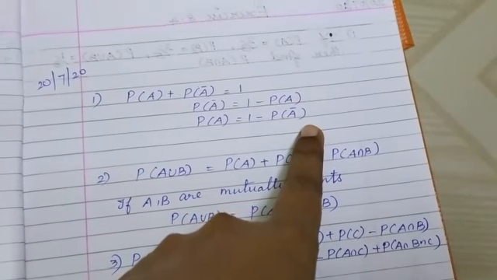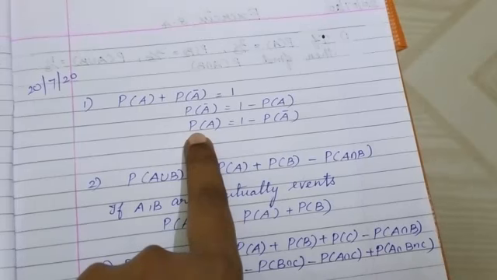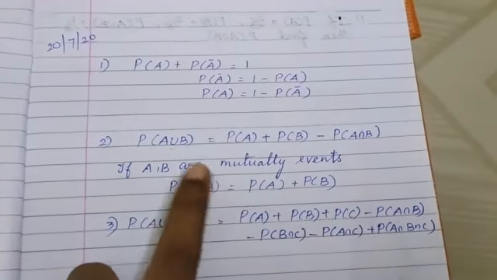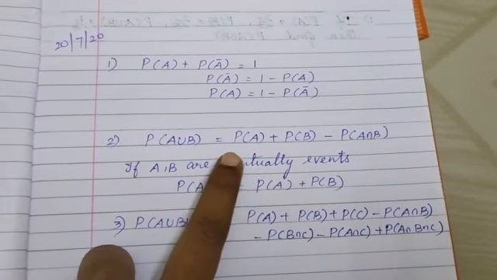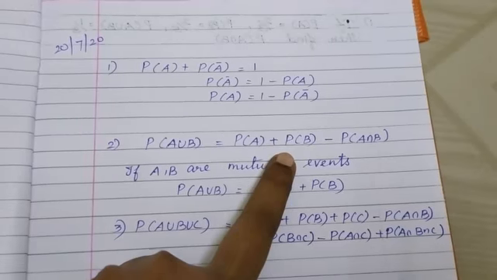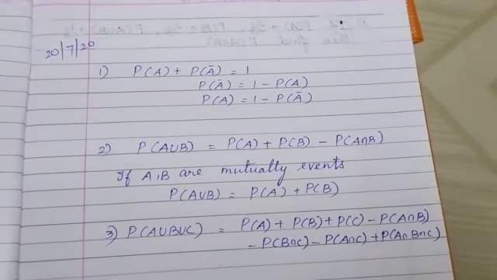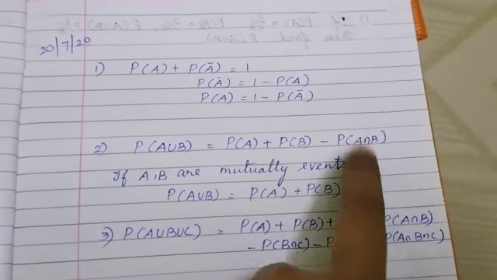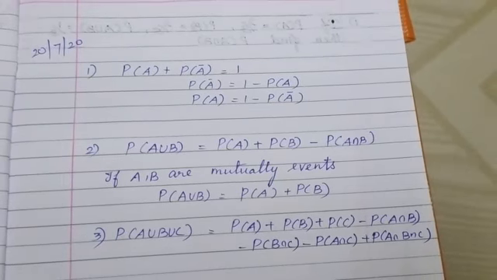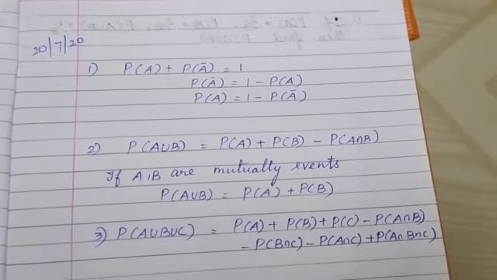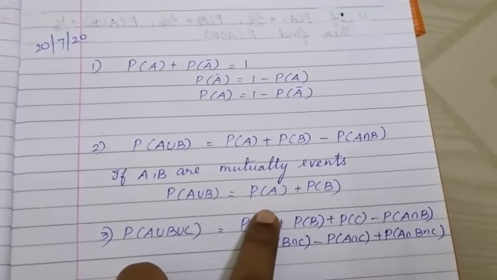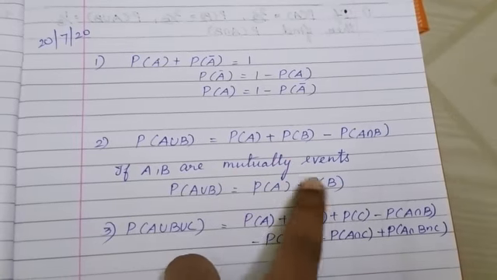Come this side, change into minus. 1 minus P of A. If you want P of A, it means 1 minus P of A dash. Next formula, P of A union B is equal to P of A plus P of B minus P of A intersection B. If A and B are mutually exclusive events, A intersection B is 0. The common elements are not coming, so P of A intersection B is 0. So P of A union B equals P of A plus P of B, for mutually exclusive events only.